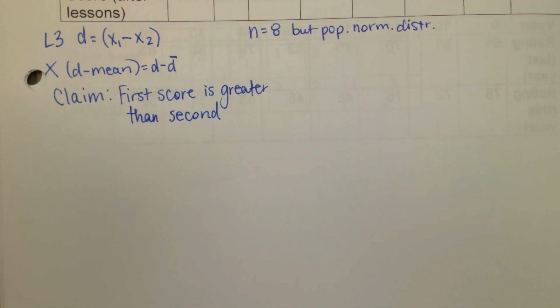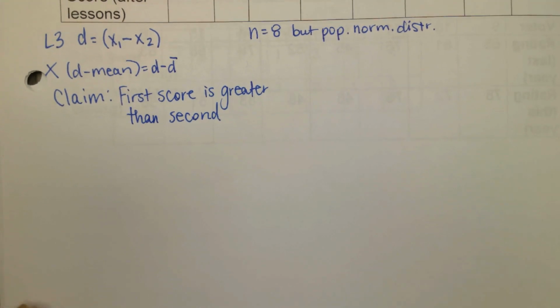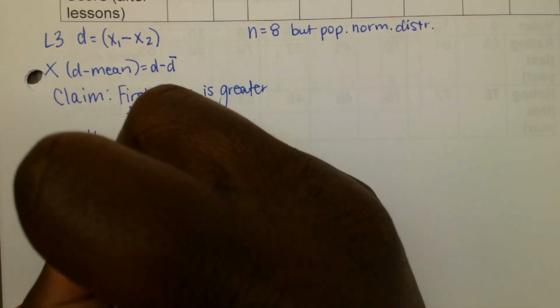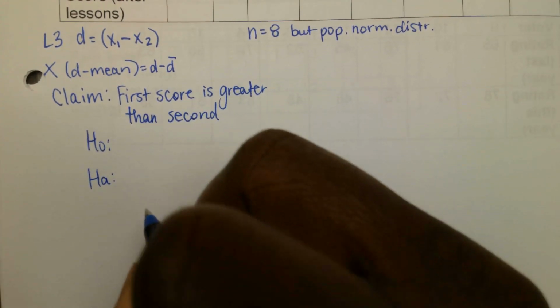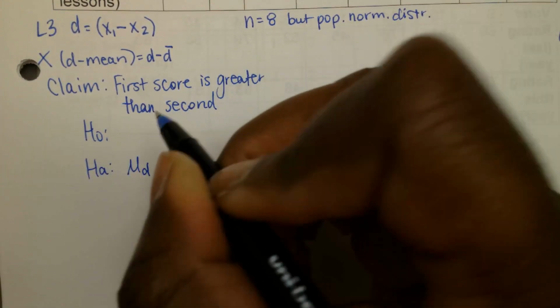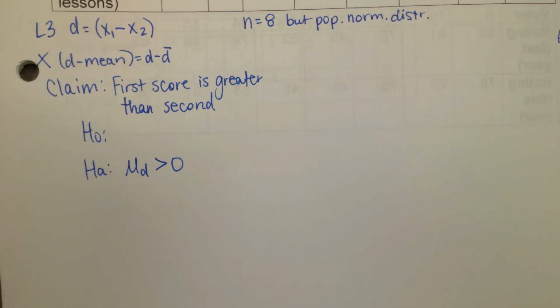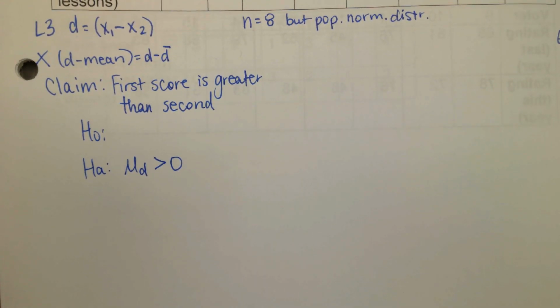So let me put that down to make sure it makes sense. So first score is greater than second. So when we're looking at our claim, we're looking at what is affected. So how is the first score compared to the second? How is the first score or first data entry compared to the second? So our first score should be greater. So that means that our hypothesized mean is greater than 0.